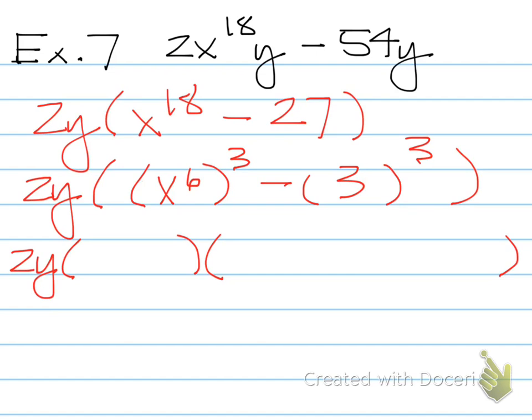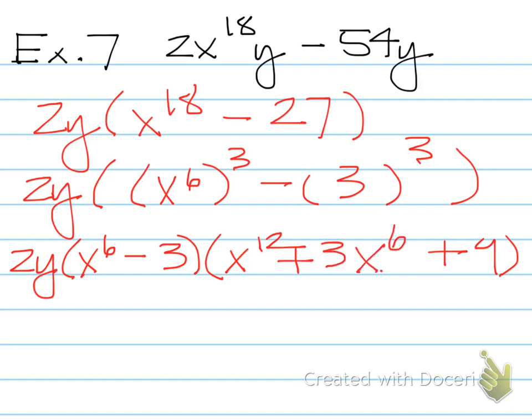The binomial is just going to be the bases of both cubes, x to the 6 minus 3. And then the lead term in the trinomial is going to be the first base squared. So x to the 6 squared is x to the 12th. The last term in the trinomial is going to be the last base squared. 3 squared is 9. And then the middle term is the product of the two bases. 3 times x to the 6 is 3x to the 6. And the middle term is always the opposite sign of the binomial.